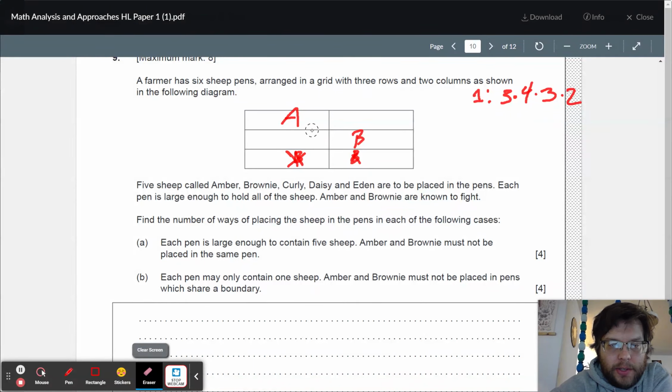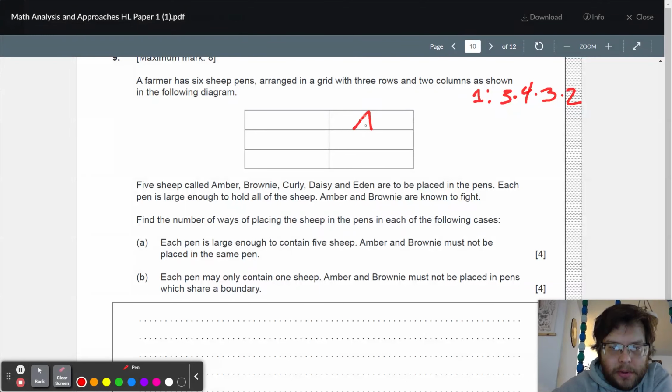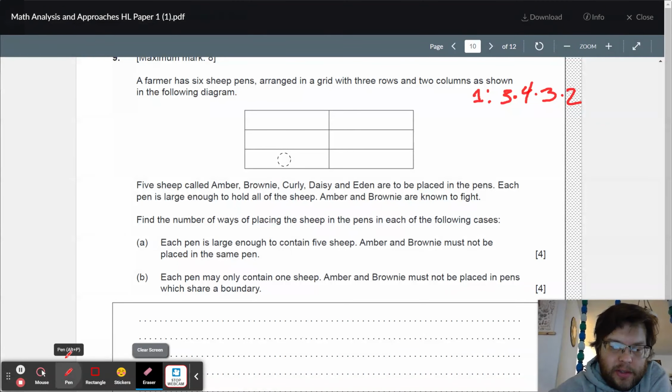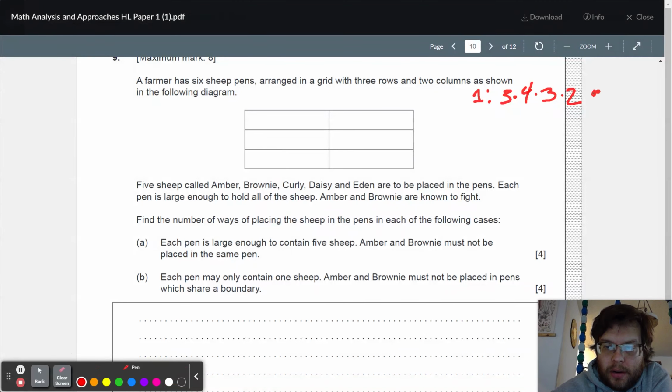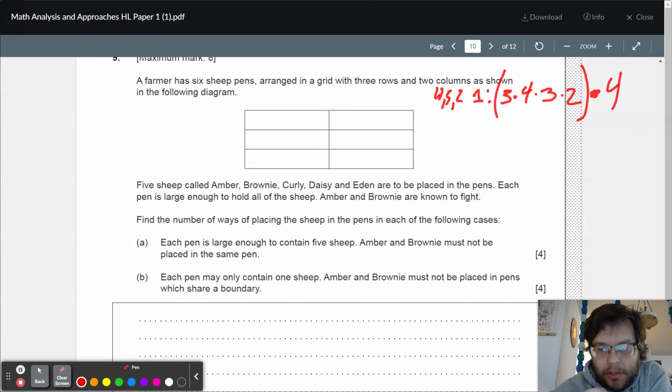However, the picture is going to be the same if I put Amber in the top right corner. We're going to get the exact same calculation again. And the picture is going to be the same again if I put Amber in the bottom right corner or in the bottom left corner. So it looks like there's actually 4 groupings that fit this particular pattern. Okay, so I would say this is maybe cases 4, 3, 2, and 1. So there's only 2 other possibilities.